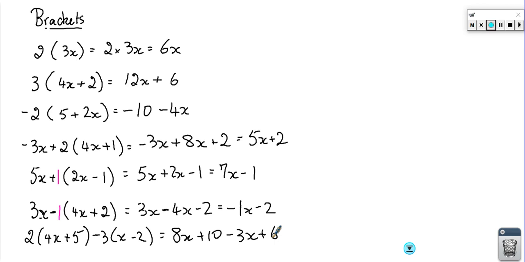So now I have like terms. 8x and minus 3x are like terms. So I'm going to join them together, and 8x minus 3x is 5x, because 8 minus 3 is 5, and 10 and 6 are like terms also. That's 10 plus 6, which gives a value of 16.